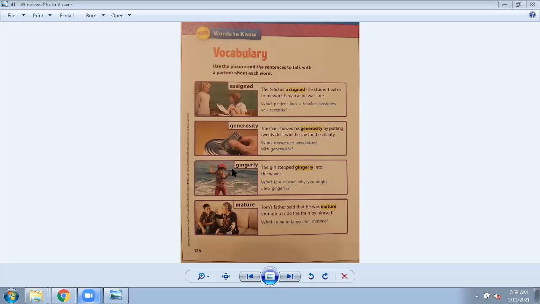All right, next word, gingerly. Gingerly, Reem. Definition, please. Carefully and in a cautious manner. Okay, so to do something carefully or with extreme caution, right? To do it in a cautious manner. That means to be careful, to do something carefully.